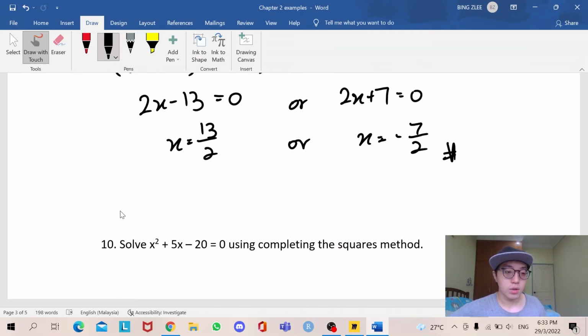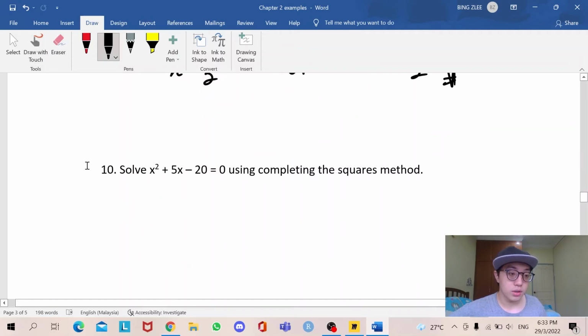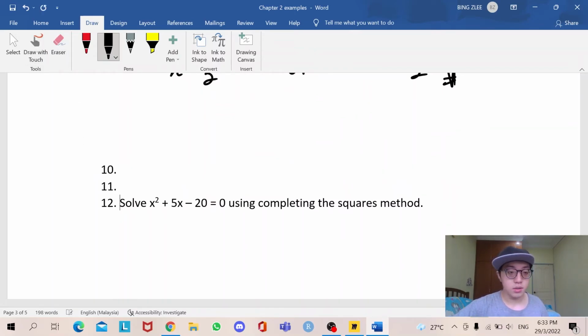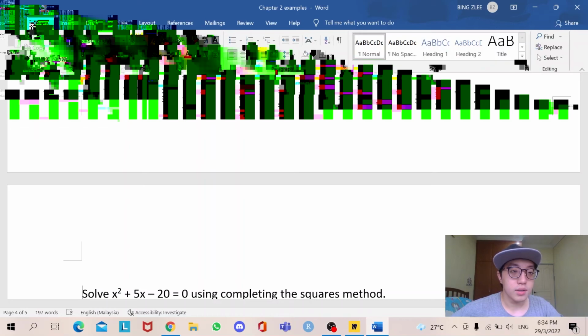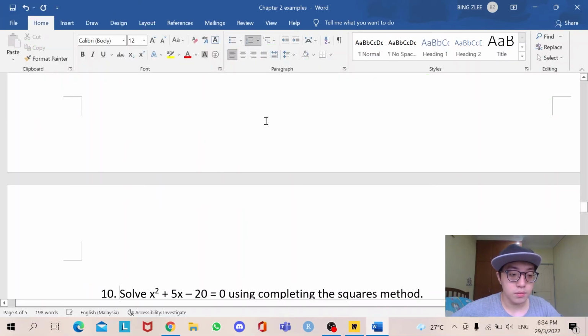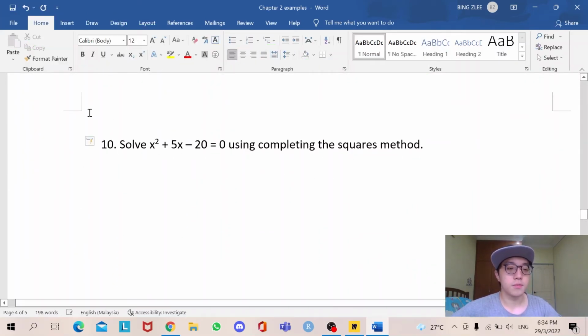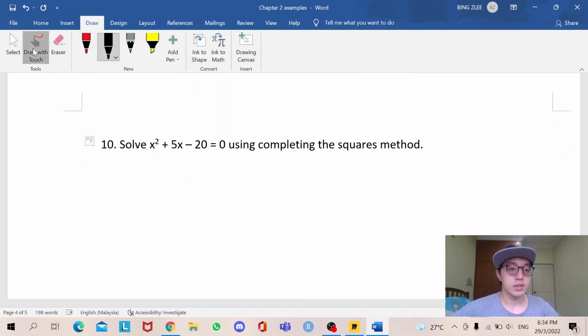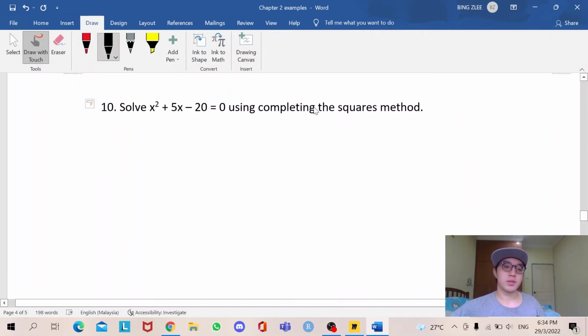All right, the second one we are gonna do here is question 10. Just give me a little bit of time. Okay, solve x squared using the completing the squares method.